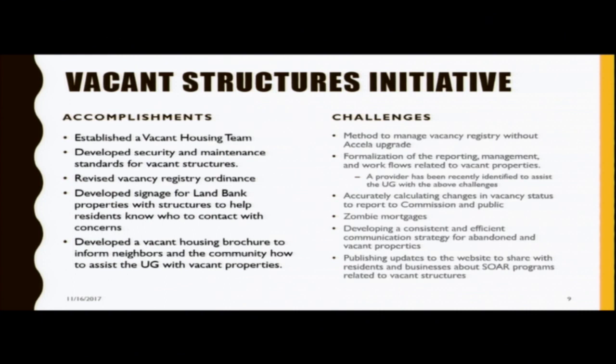All right, and our next up is vacant structures, and we're going to have Maddie Waldeck cover where we're at on this. This is probably our single most challenging of the 13 initiatives, even though we've made some significant accomplishments like developing the vacant housing team, which we continue to meet and brainstorm about how we can combat the vacancy problem. We still have some major challenges.